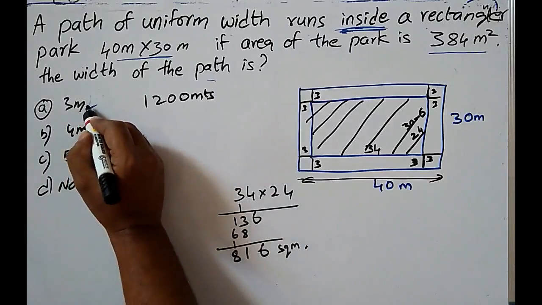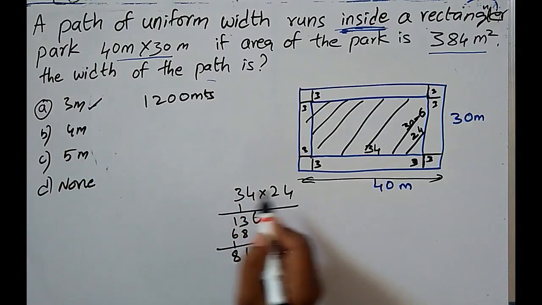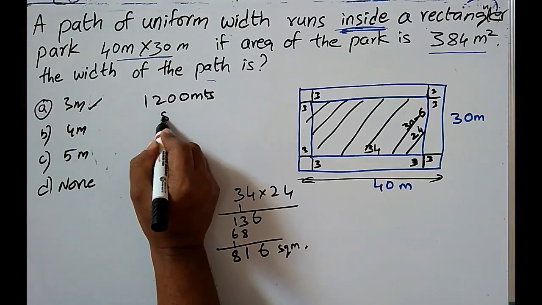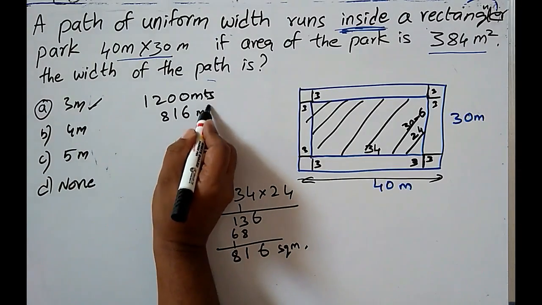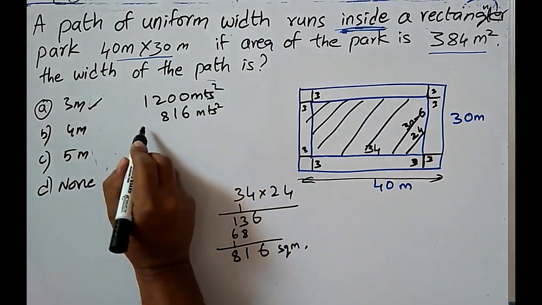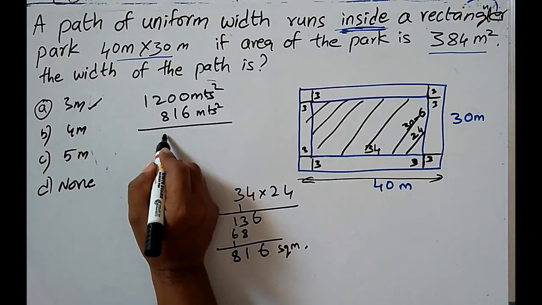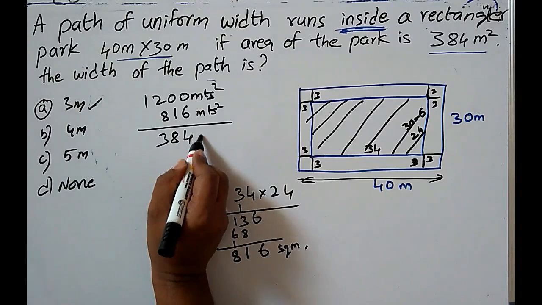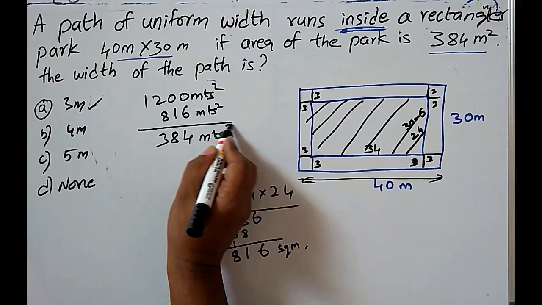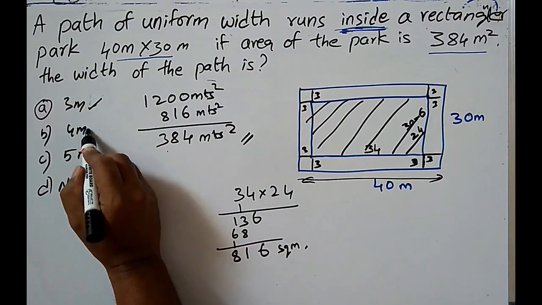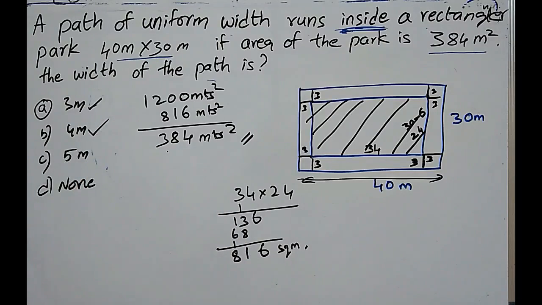And if we consider 3 meters as the width, we get the inside rectangle of 816 square meters. If we find the difference, yes, we are getting 384 square meters. If we don't get 384 square meters, let's substitute 4 meters as the width of the path.